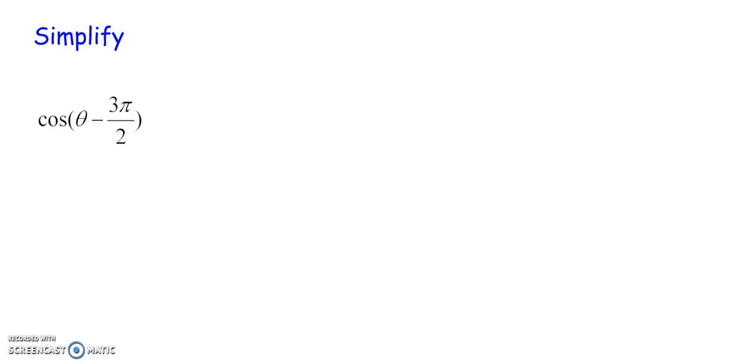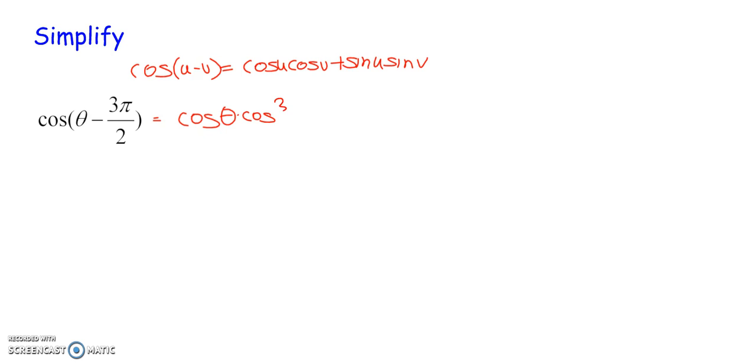All right. So similarly, I'd like us to simplify here. So using the same formula from last time: cosine u minus v is equal to cosine u, cosine v, plus sine u, sine v. If I use that again, same exact formula from the last problem, this would read cosine theta times the cosine of 3 pi over 2 plus sine theta times the sine of 3 pi over 2.